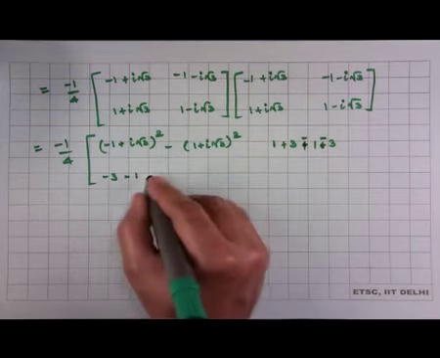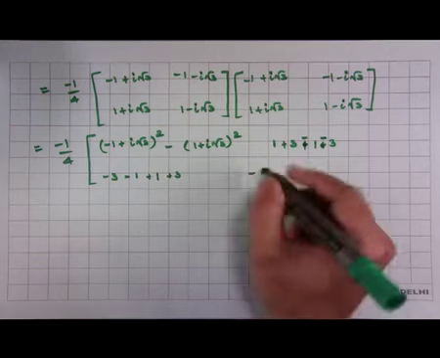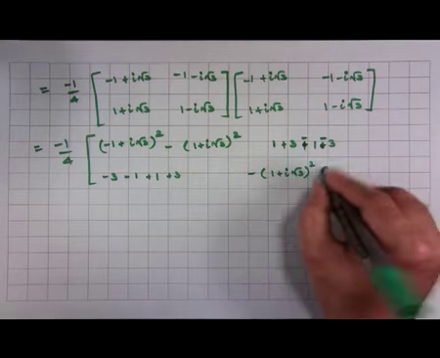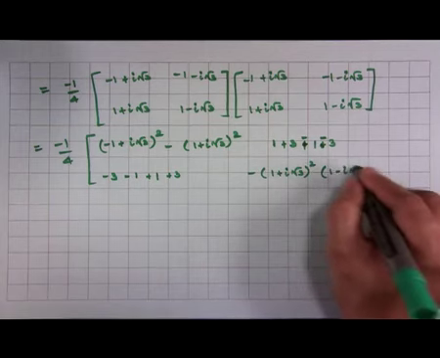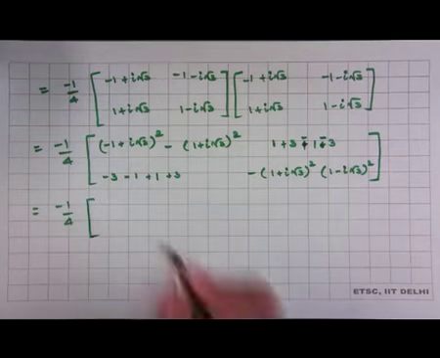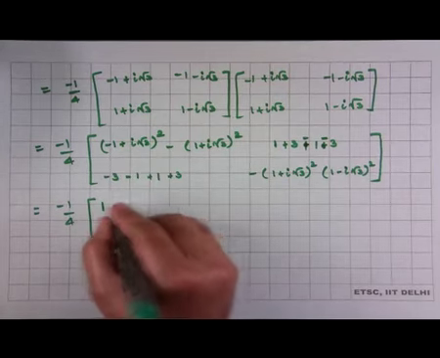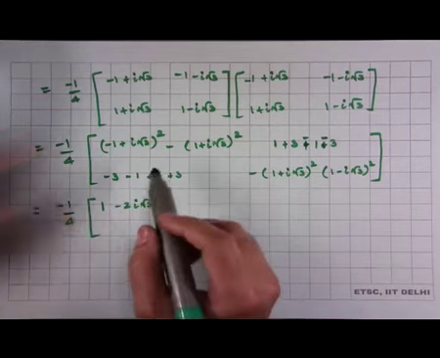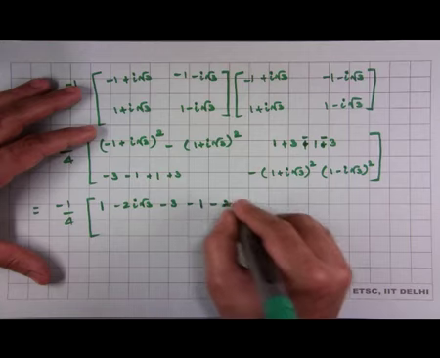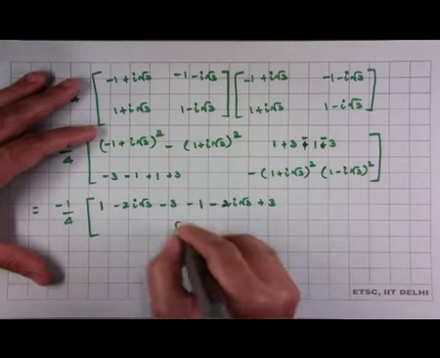Plus this into this, plus 1 plus 3. And then finally this into this, what you will have is minus of (1 plus i root 3) whole square into (1 minus i root 3) whole square. Right, let us try to calculate. So minus 1 by 4 into, if you try to expand this, what you will have is 1 minus 2 i root 3 minus 3, minus 1 minus 2 i root 3 plus 3. So this is going to give me 0. Again here I will have a 0.